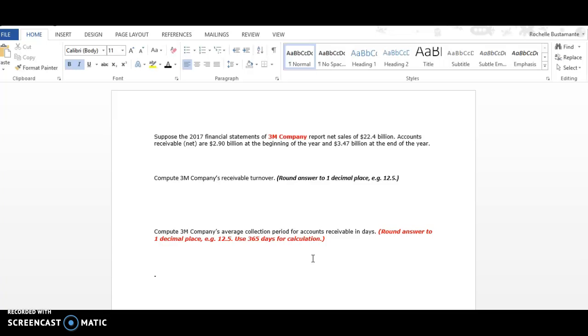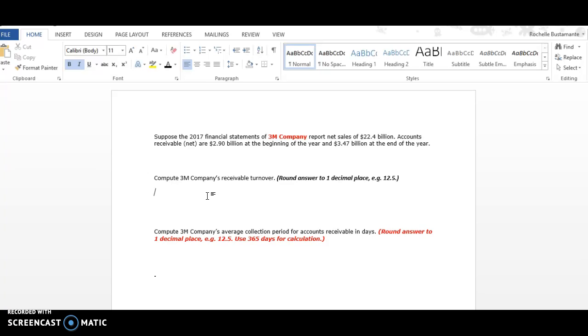This is 8-11 and we are asked to make two calculations. The first calculation is going to be the average receivable turnover, accounts receivable turnover. We are given the net sales of 22.4 billion, the accounts receivable for the beginning of the year 2.9, and then for the end of year, which is 3.47. So first we are asked to compute 3M Company's receivable turnover.